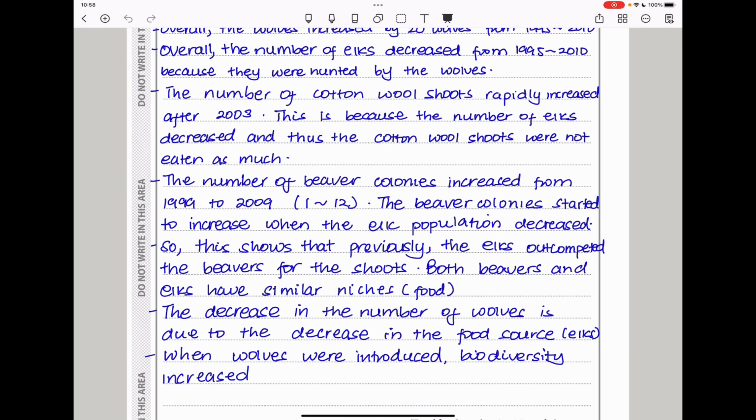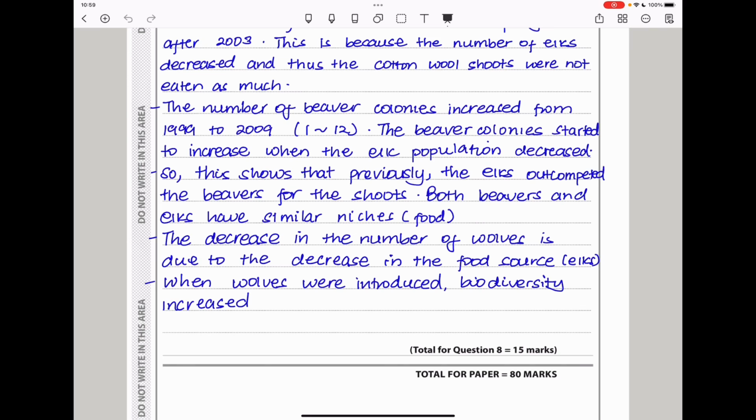So here I said the decrease in the number of wolves is due to the decrease in the food source. That is the decrease because there were so many wolves. They fed on the elks, which decreased in number, so the wolves will also decrease in number because they do not have enough food to feed on. Lastly, when the wolves were introduced, biodiversity increased. Initially, there were fewer species. Introduction of wolves introduced a new species, which increased the biodiversity of this area. So this brings us to the end of this video and the end of this paper.